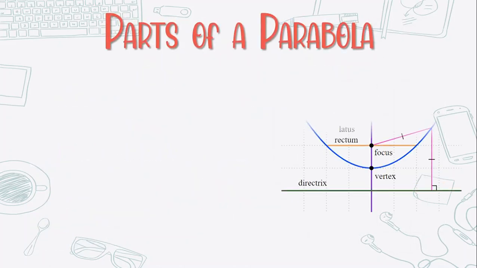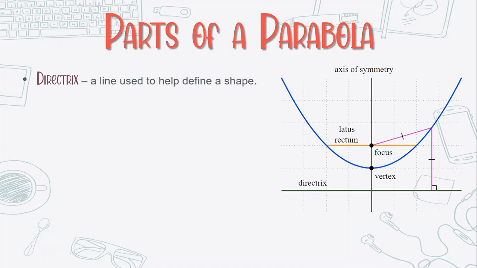So here are the parts of a parabola. Let's start with the directrix. The directrix is a line used to help define a shape. Now, as you can see from our illustration, the directrix is outside our curve. And again, it helps define the shape of our curve.